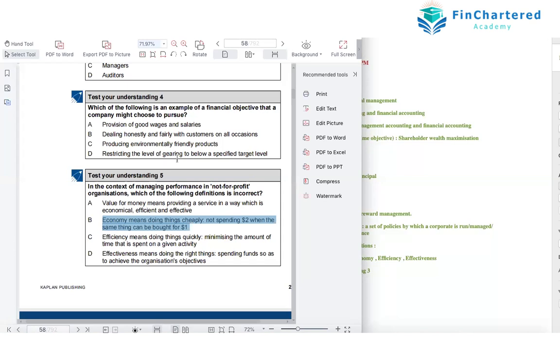Again, what do you think? Efficiency is what? Efficient is less input, more output, minimizing the amount of time that is spent. So I feel efficiency is correct. Minimizing the amount of time to get better result.